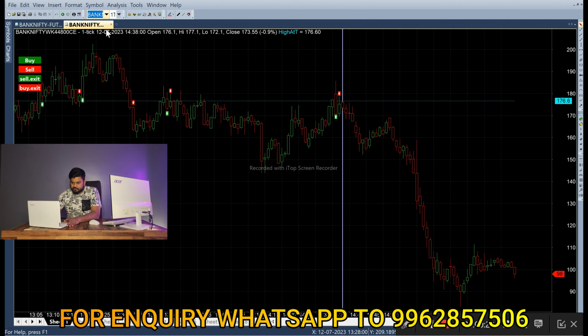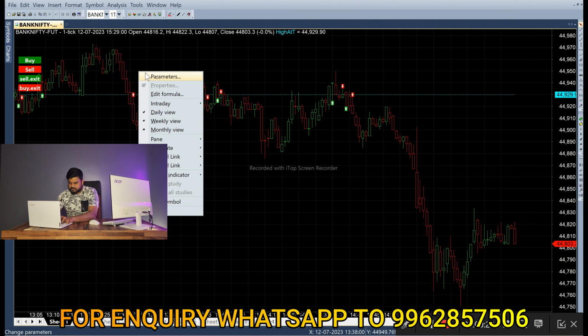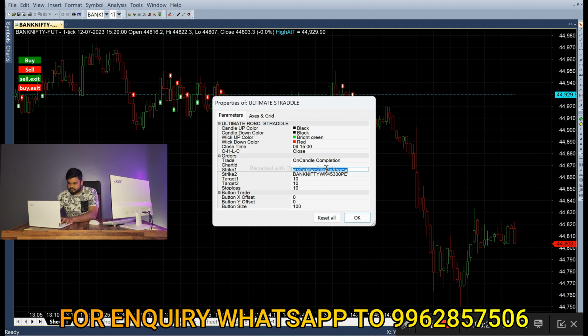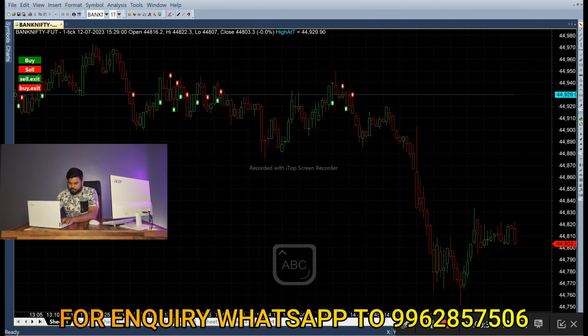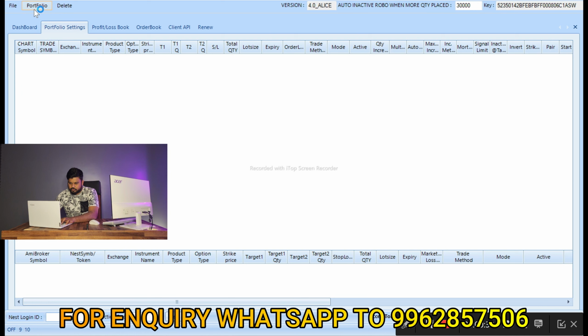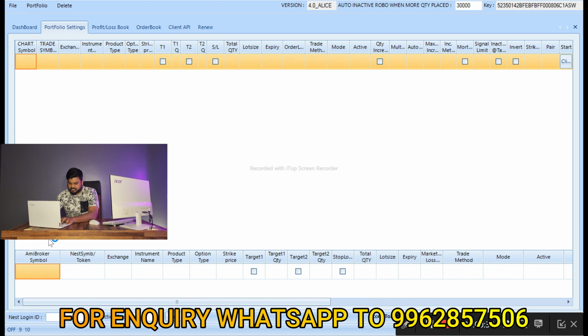Then we have to feed it in the future chart in parameters. Strike one should be the call option, and strike two should be the put option. Instead of C, we are giving P. Now we have to feed it in the robo in portfolio settings, add portfolio. So then we have to paste here.